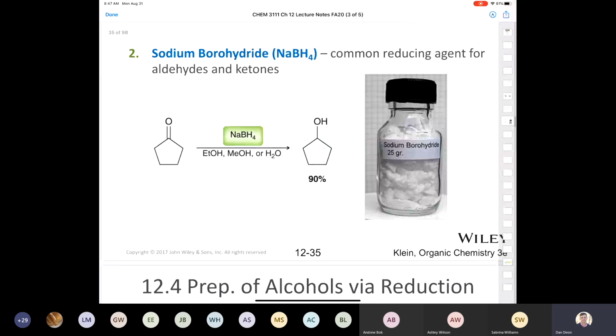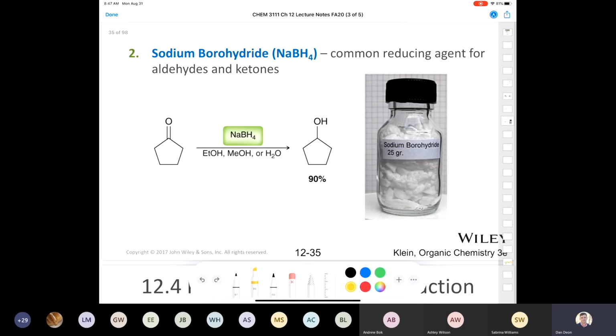It says here, sodium borohydride. Hey, and you're like, hey, I know that from oxymercuration-demercuration. This is just a bottle of sodium borohydride to show you what it looks like. It's just a white solid. It says here, sodium borohydride is a common reducing agent for aldehydes and ketones. And you got to remember that it's used for aldehydes and ketones. It's not used for amines. It's not used for amides, esters, carboxylic acids, other functional groups you haven't learned about, carbamates, I don't know.